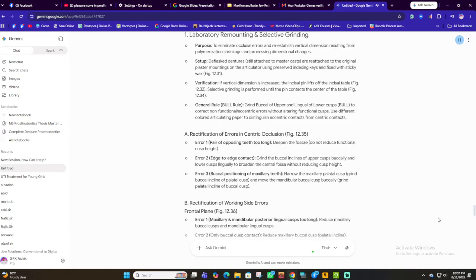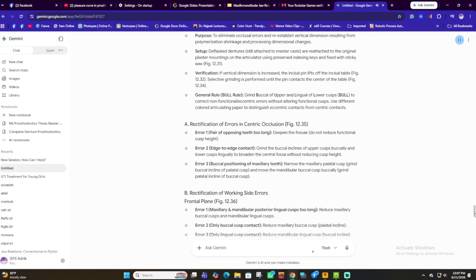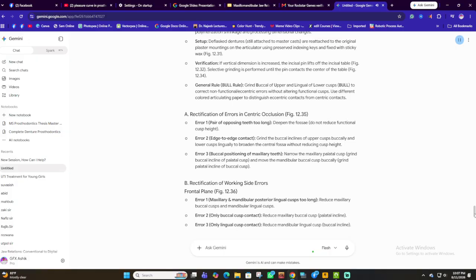B. Rectification of working side errors. Frontal plane, Fig. 12.36. Error 1, maxillary and mandibular posterior lingual cusps too long, reduce maxillary buccal cusps and mandibular lingual cusps. Error 2, only buccal cusp contact, reduce maxillary buccal cusp, palatal incline. Error 3, only lingual cusp contact, reduce mandibular lingual cusp, buccal incline.